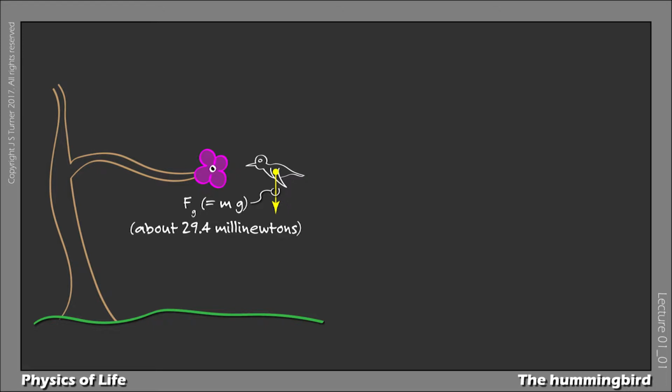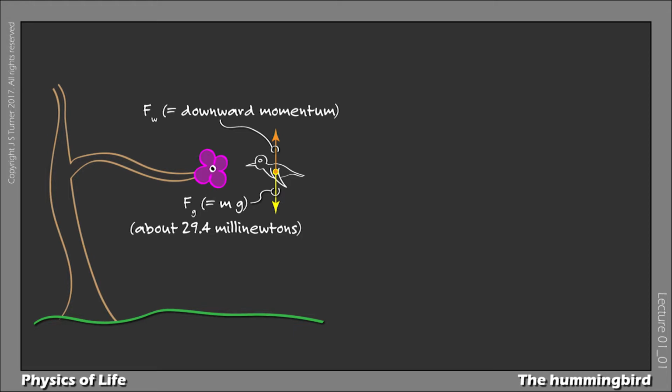Despite this downward force, the hummingbird isn't falling down to the ground. It is staying in place, hovering at the flower. This is only possible if there is an equal and opposite force acting upward on the hummingbird's body that is opposing the downward pull of gravity. This force comes about through the hummingbird using its wings to impart downward momentum to the air. We'll get into the details of how this works when we talk about fluids later in the course.